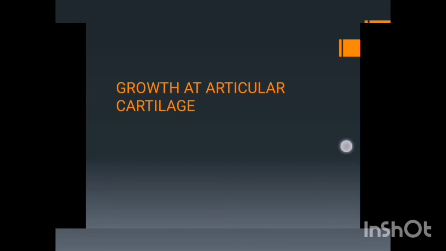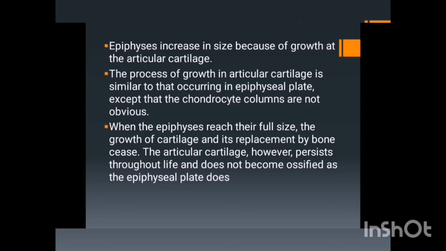Growth at articular cartilage. The epiphysis increases in size because of growth at the articular cartilage. The process of growth in articular cartilage is similar to that occurring in the epiphyseal plate, except that the chondrocyte columns are not obvious. When the epiphyses reach their full size, the growth of cartilage and its replacement by bone cease. The articular cartilage, however, persists throughout life and does not become ossified as the epiphyseal plate does.